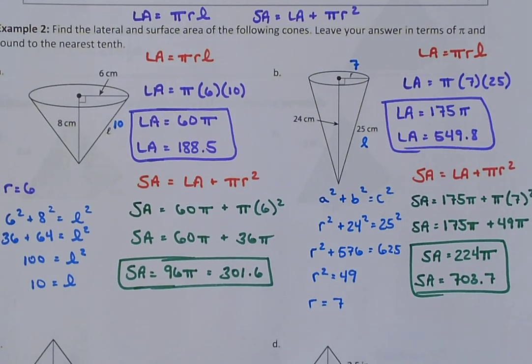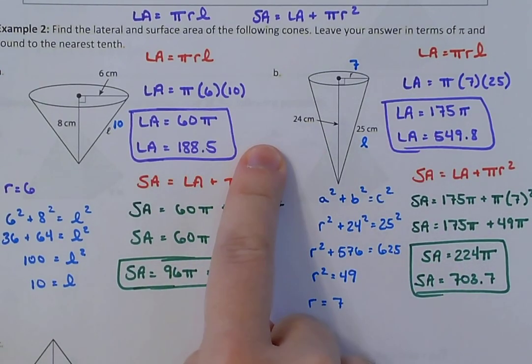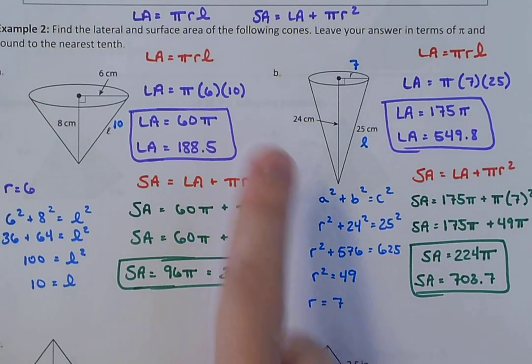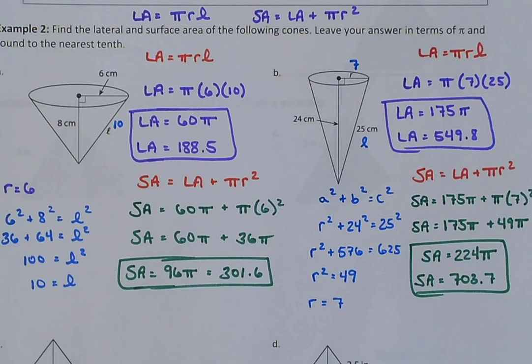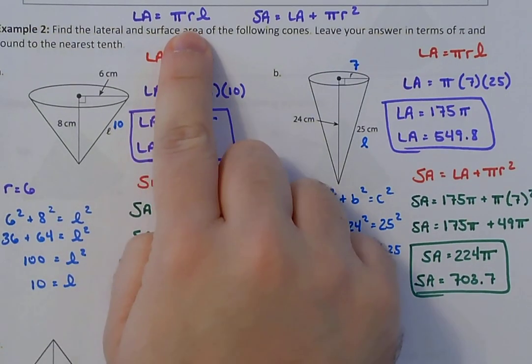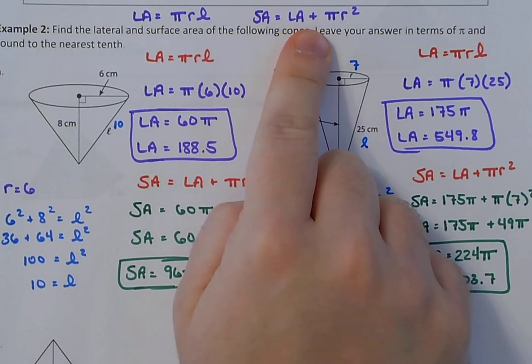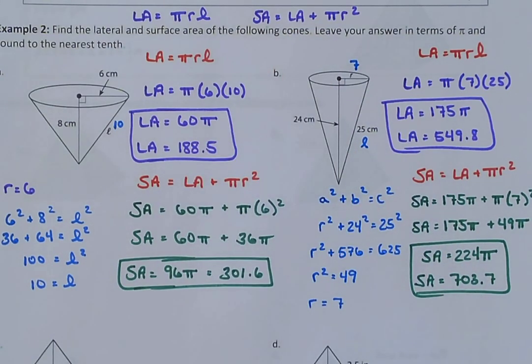If they tell you the radius and slant height of your cone, then you can go through and calculate your lateral and surface area. Okay, so pi r L is for your lateral area, surface area is your lateral area plus pi r squared. So that is how you figure out lateral and surface area for every cone. Again, the main thing that you need to be aware of and understand is that not every problem will they tell you your radius and your slant height.